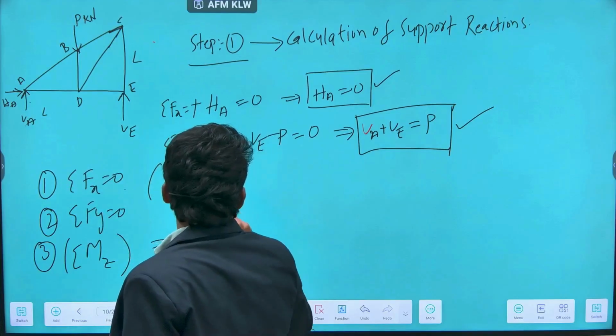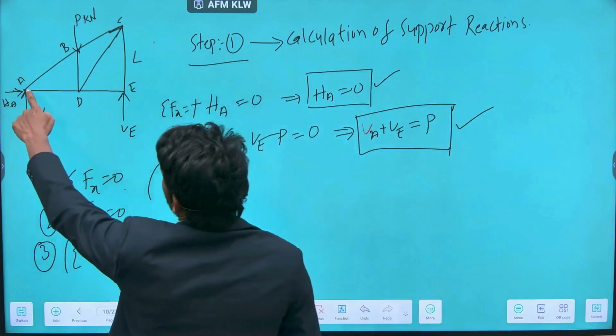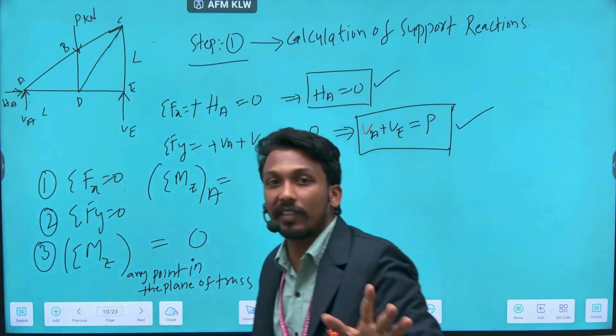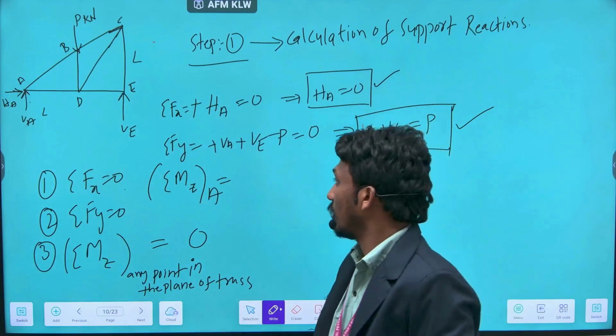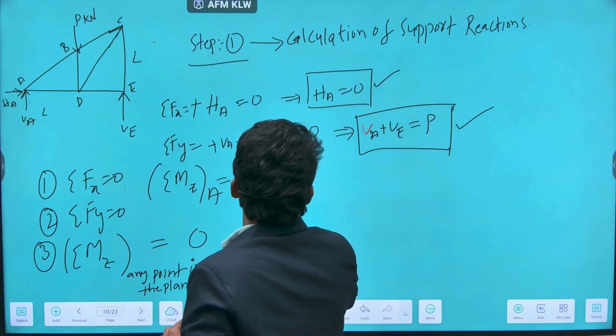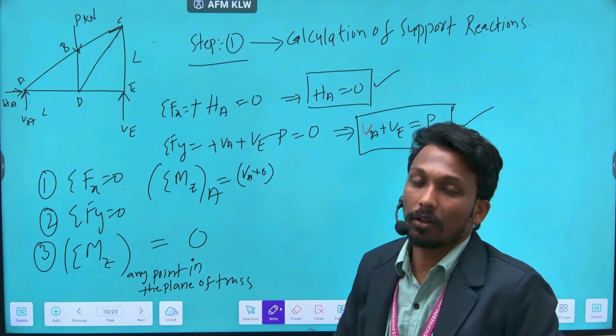I am calculating. So if I calculate here, VA into perpendicular distance is 0. Moment is force into perpendicular distance. So VA into 0, anyhow, is 0.